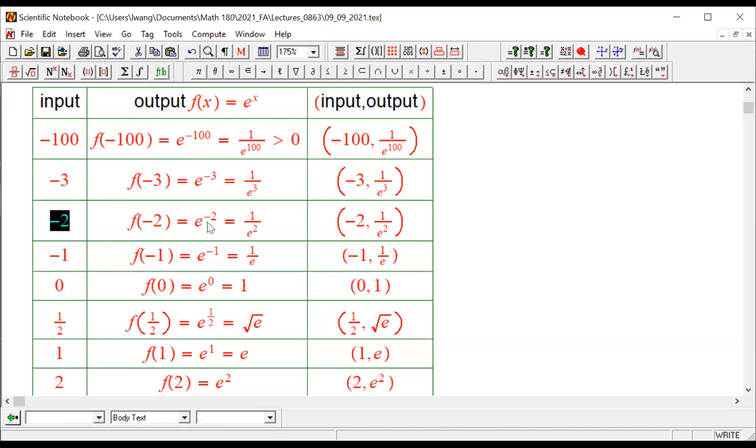When input is -2, the output is e to the power -2, because that's the rule. So 1 over e squared. I use the positive exponents form, but you can totally use these forms. No problem at all, because they're all the same number, right?